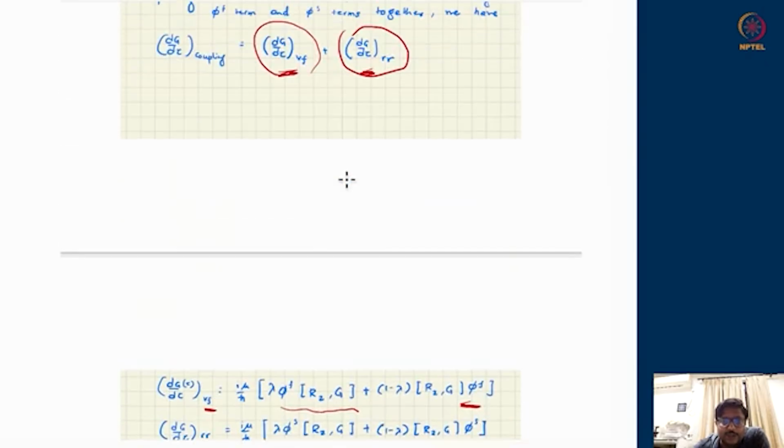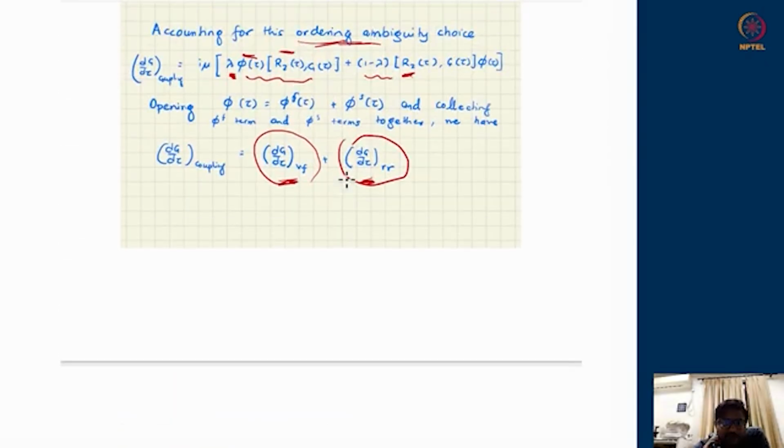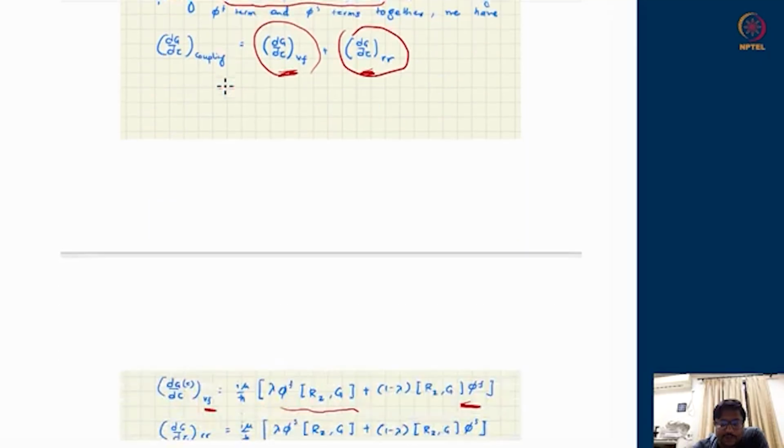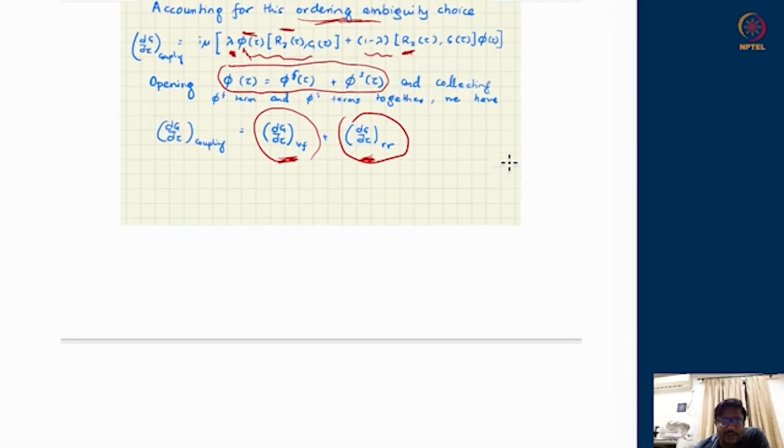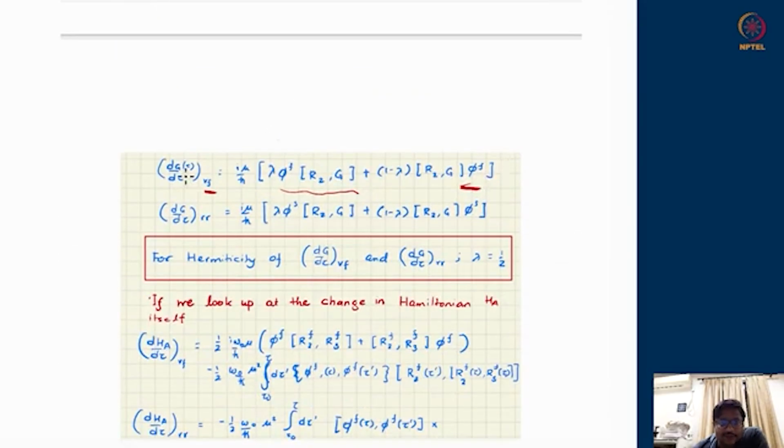So what did I do? I just split the field operator into its two segments, the free part and the source part. In this expression, phi appears only once, so it's linear in phi. Therefore it will split up into its free part and its source part, and I would have two equations, one for the free part and one for the source part. The source part equation is called the radiation reaction term, and the free part is called the vacuum fluctuation term.